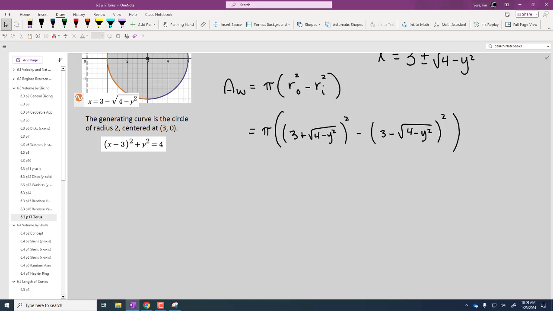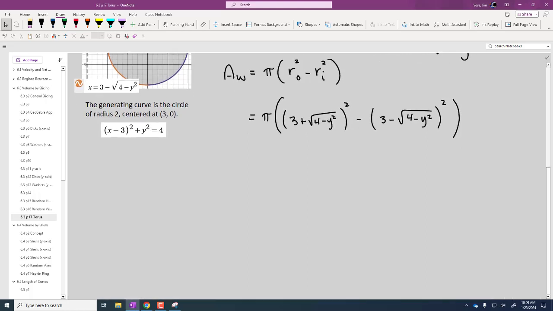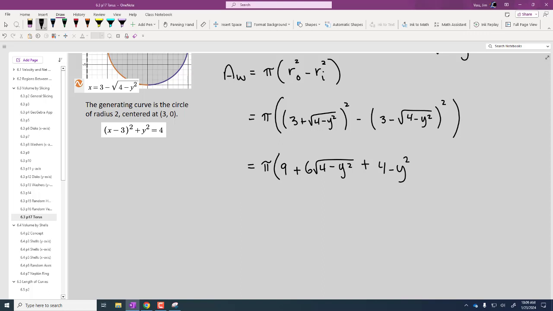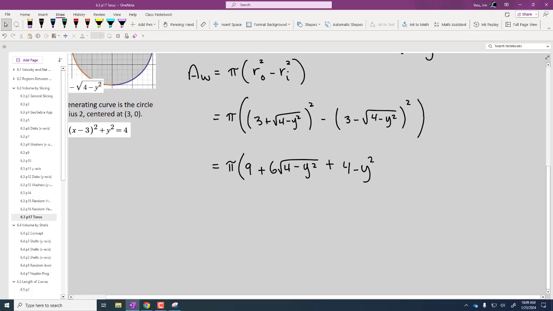So, foiling each of these, 3 squared is 9. And then we do left times right and double it. So it's going to be 6 times the square root of 4 minus y squared. And then we square the right side there, and we get 4 minus y squared. Okay, there's our outer squared expanded. Now we have to do our inner squared.